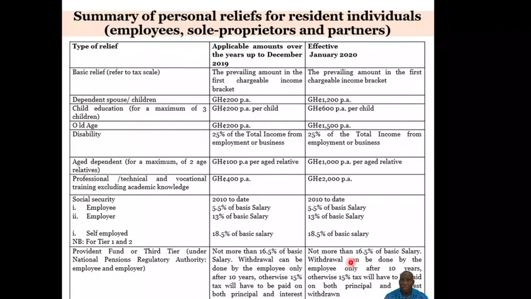Now, normally after you have arrived at your total assessable income, you have to less your tax reliefs from it. You have to less what? Your tax reliefs from it. So this portion of the lecture will tell us how to determine the various reliefs for tax purposes. I'll take you through the reliefs as at December 2019, and then I'll also mention to you what the new figures are from January 2020.